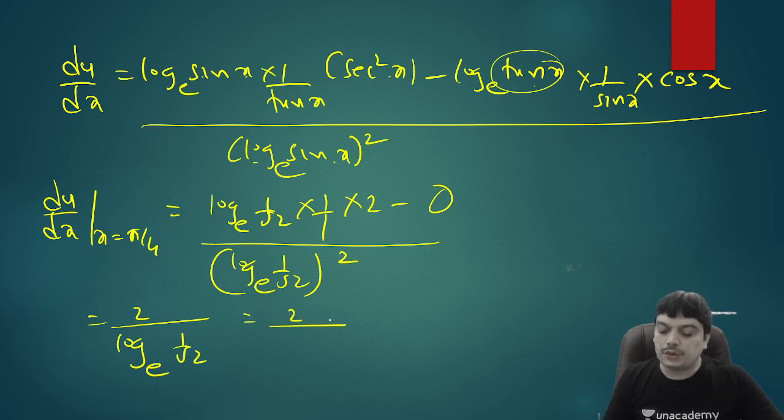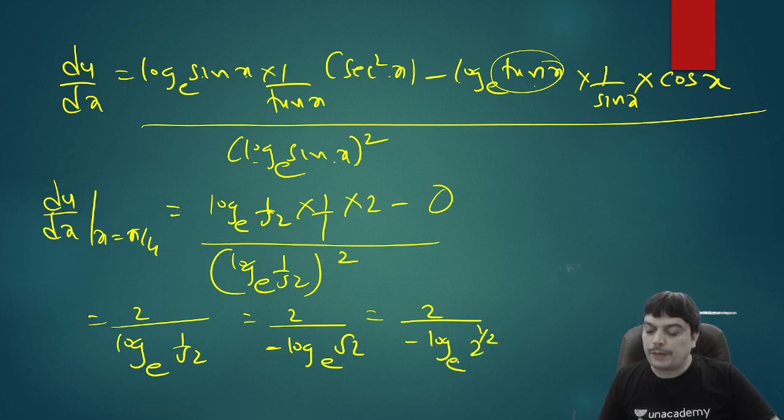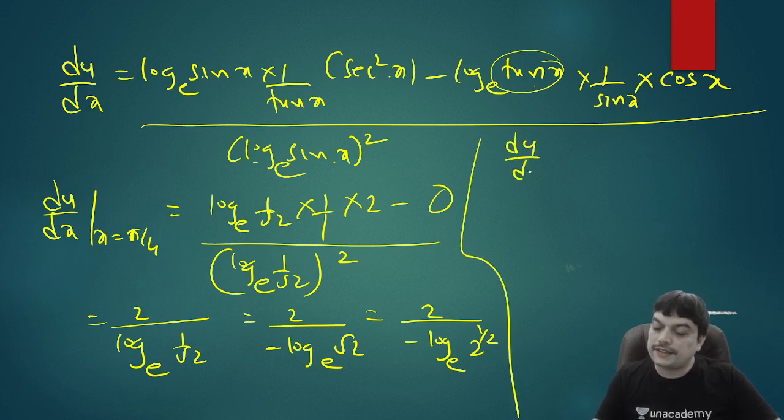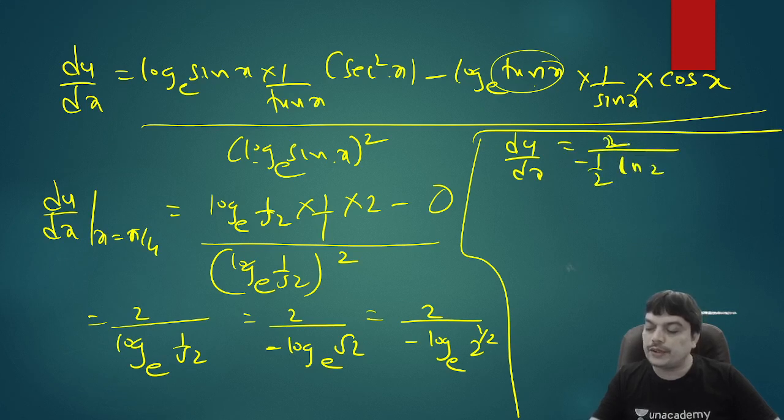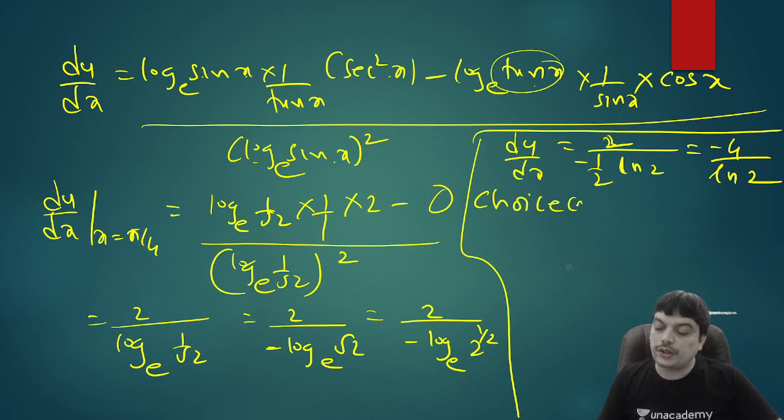Or you can also write this as 2 divided by minus log root 2 base e. Whenever you take reciprocal in logarithm, the sign changes like this. And root 2 is 2 power half. So you can also write this as 2 divided by minus of log of 2 power half base e. And using the property of logarithm, you know that the power gets multiplied to the logarithm. So you can therefore write the answer as dy by dx equal to 2 divided by minus half ln 2, logarithm to the base e. This 2 goes to numerator and you get the answer as minus 4 divided by ln 2. And this is nothing but choice C. So choice C is the correct answer for it. So that's how we solve this type of problems.